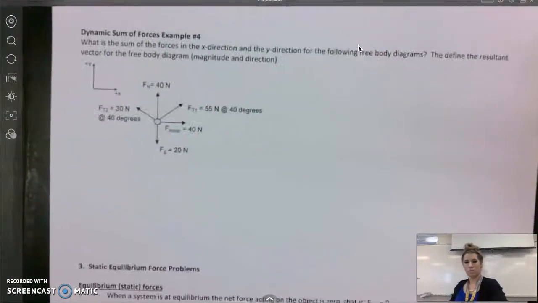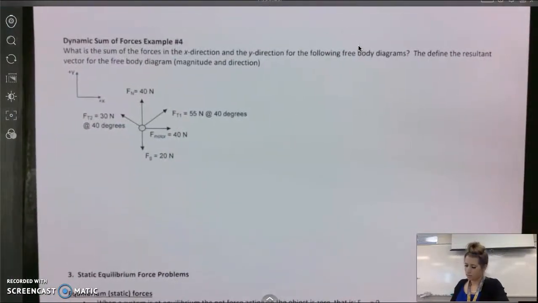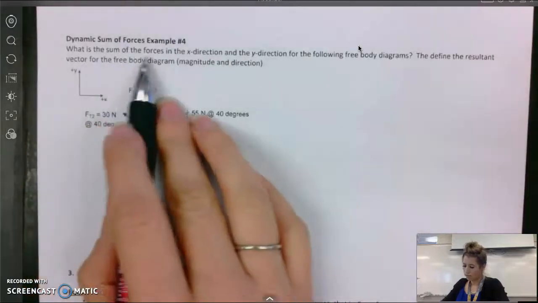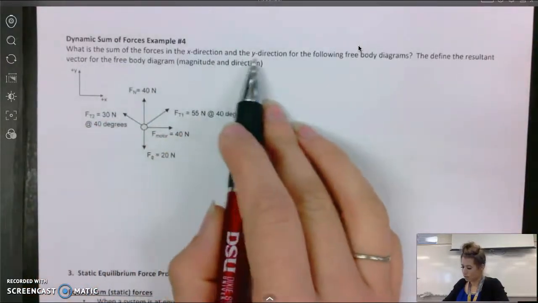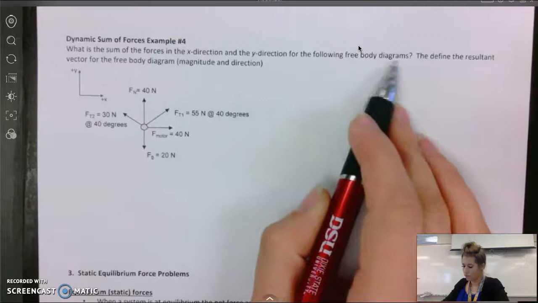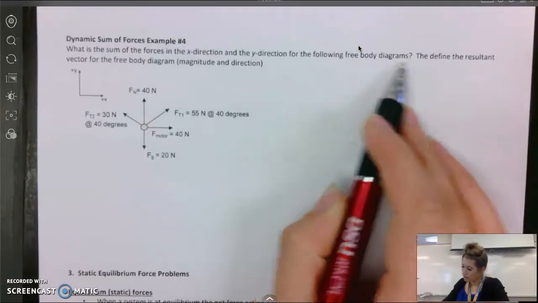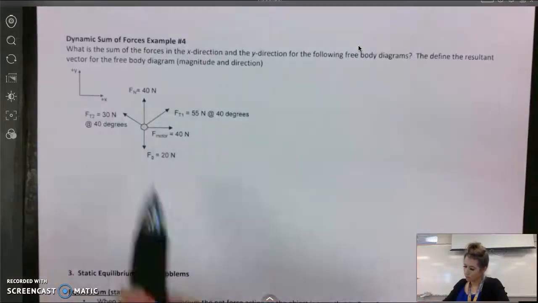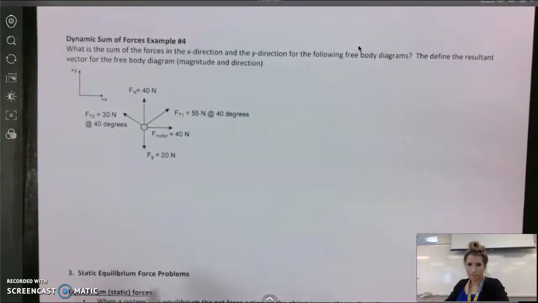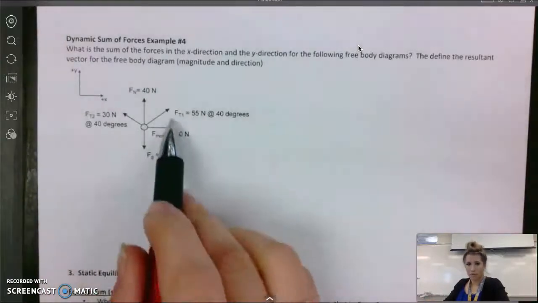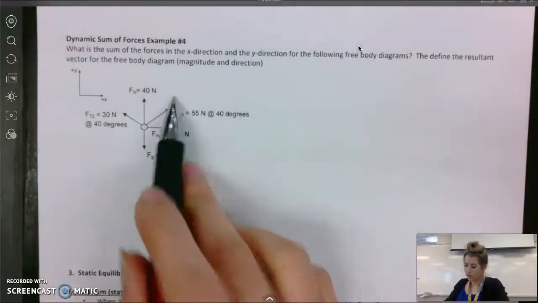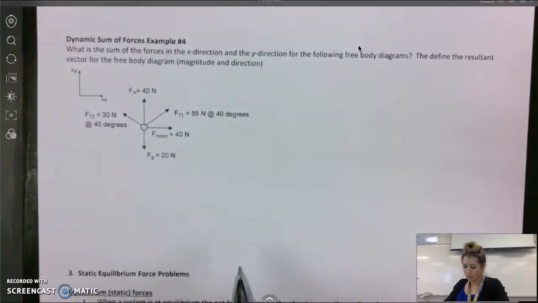All right, last example for today. What is the sum of the forces in the x direction and the y direction for the following free body diagram? Then define the resultant vector for the free body diagram. Okay, we need to break up. We have a lot of forces going on here, and we need to break them up into their components.